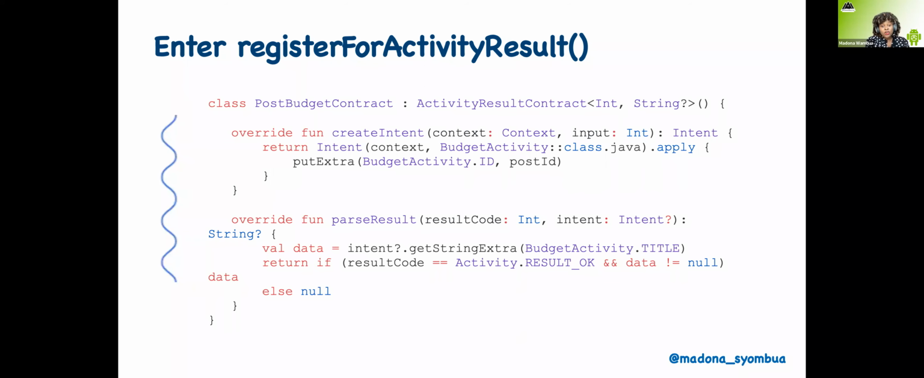First, you create a contract by extending an abstract class called ActivityResultContract, which takes in a type of input and output. And then you only need to override two methods, that is createIntent and parseResult. This is a sample of how I'm doing it in Budgeting Buddy again.